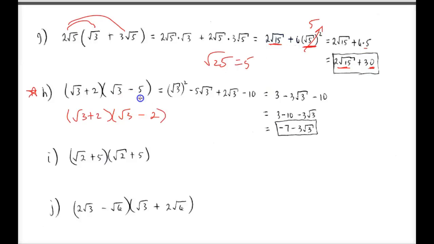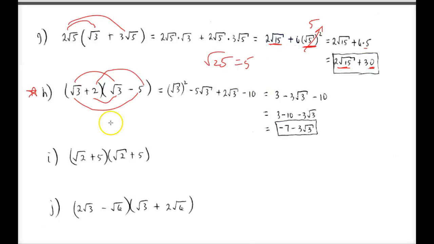Okay. But notice that this 5 and that 2 are different, so that's why we don't have the conjugate case here. So here we just need to multiply this as normal. And what we mean by normal is we need to multiply this by the FOIL method. So we take the first 2 terms, multiply them together. Then we do the outside terms, so square root of 3 times a negative 5. Inside terms, 2 times square root of 3. And then the last terms, 2 times a negative 5.